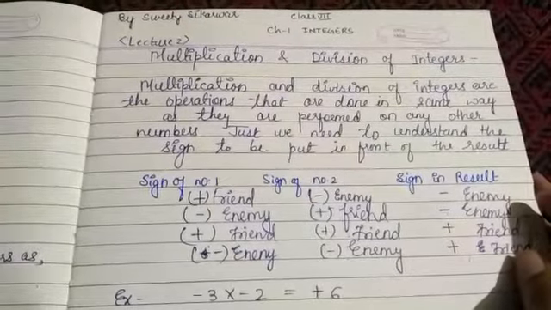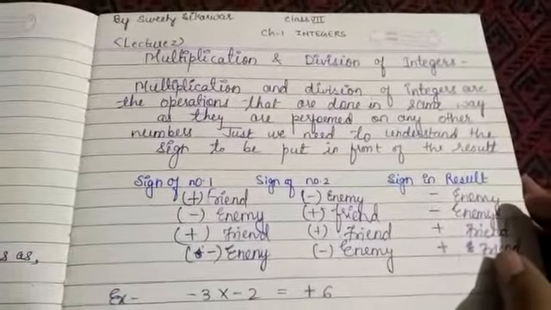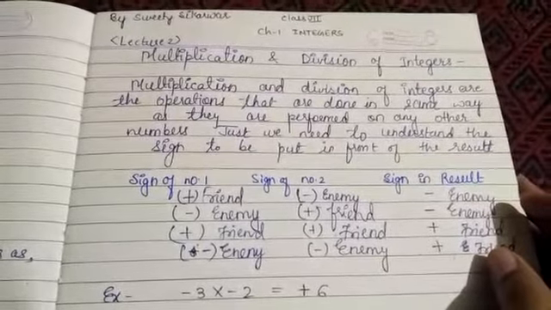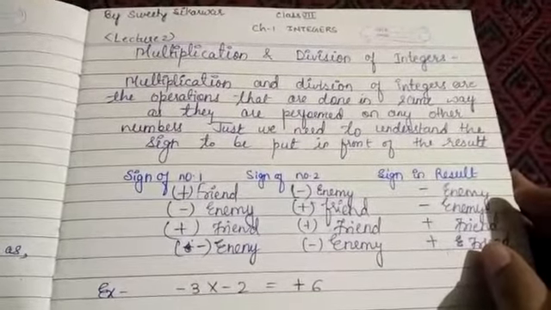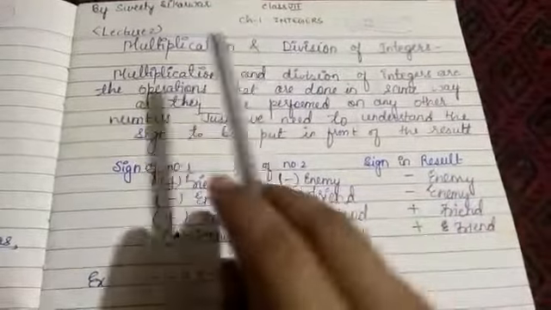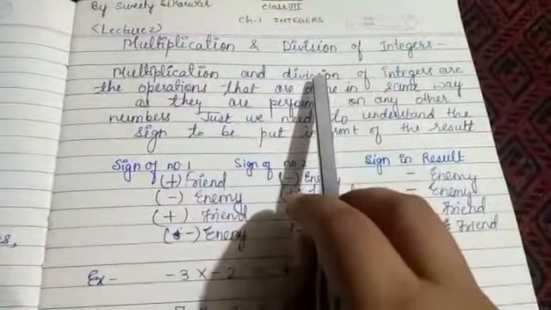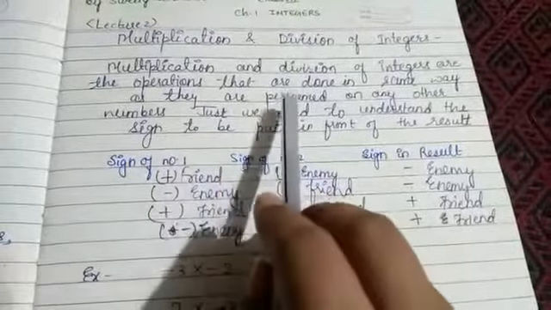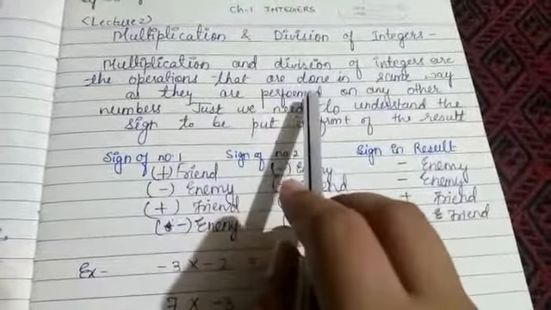Everyone, this is lecture 2 for class 7th, chapter 1, integers. In the previous lecture, we have discussed the addition and subtraction of integers. In this lecture, we are going to understand how we can perform the multiplication and division of integers. See, the multiplication and division of integers is very easy.